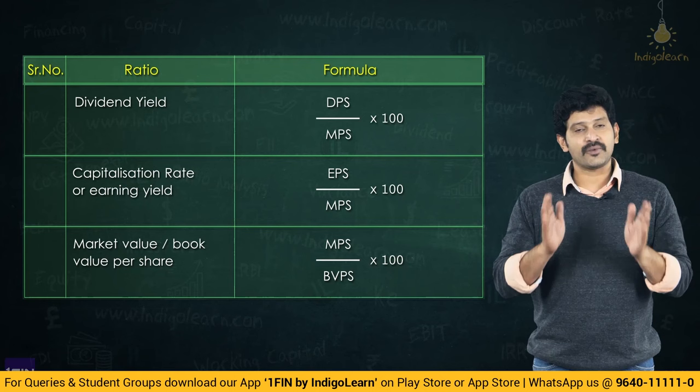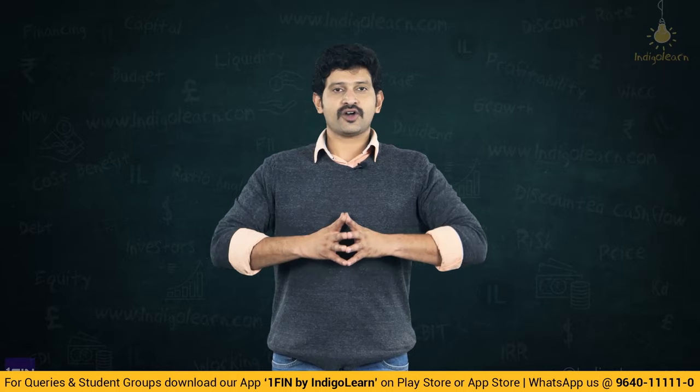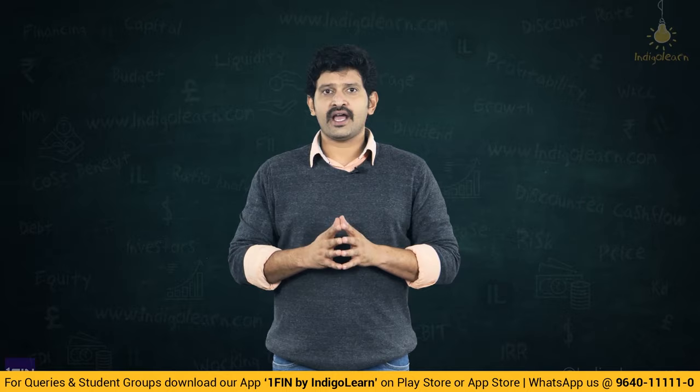Therefore, this market value divided by book value will give us the market value, book value ratio. So, friends, now that we have revised all the ratios under all the different heads, let us quickly recap what we just revised, and have a very fast brush up of all the ratios.